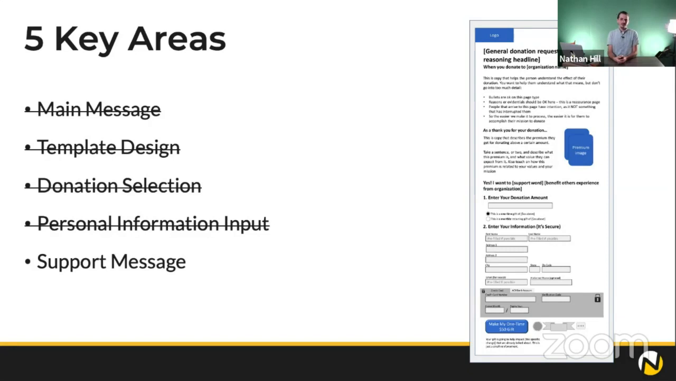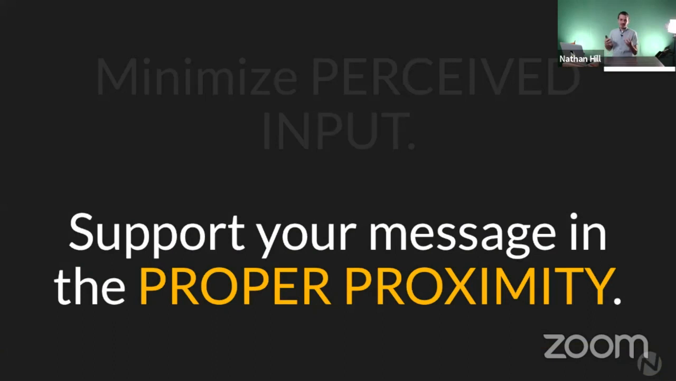And then number 5, the supporting message, the 5th key area. And this is where we'll end here: how do you support your message in the proper proximity? This is the underlying principle behind your supporting content.